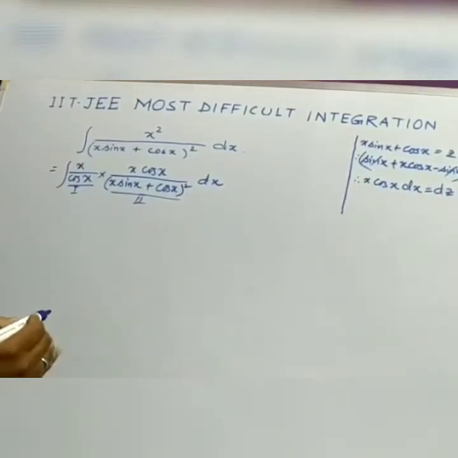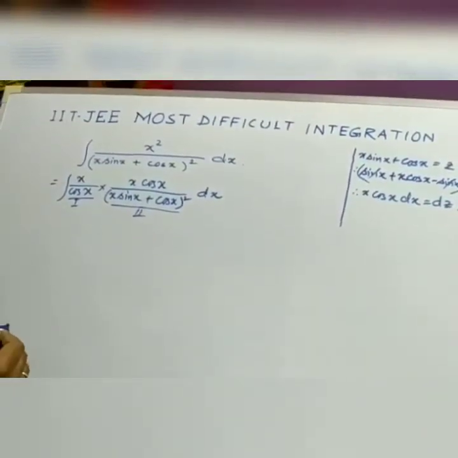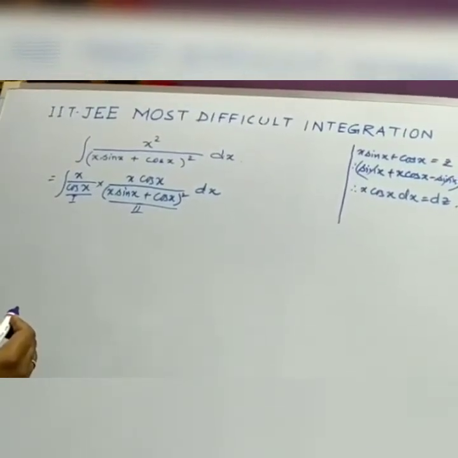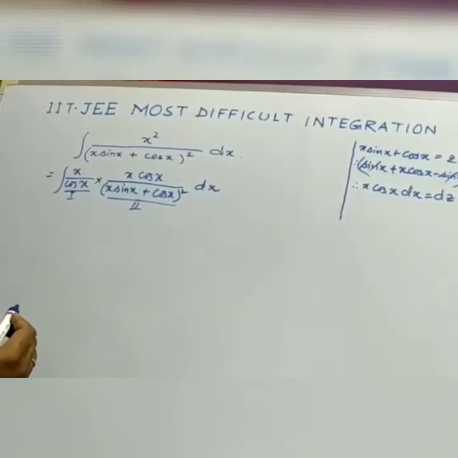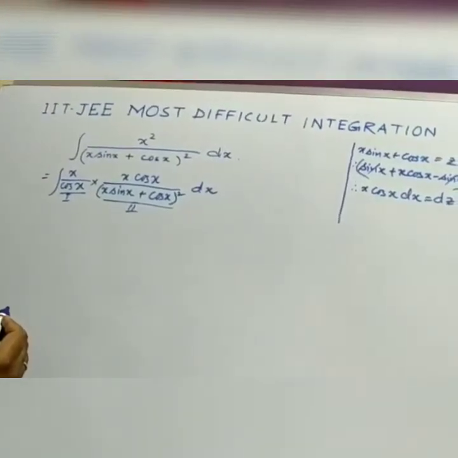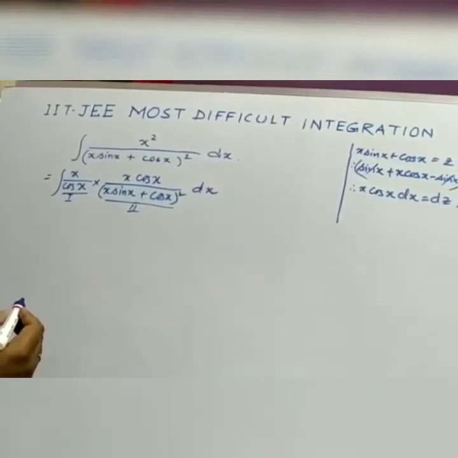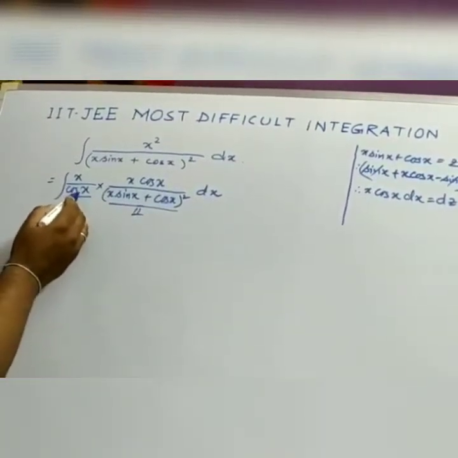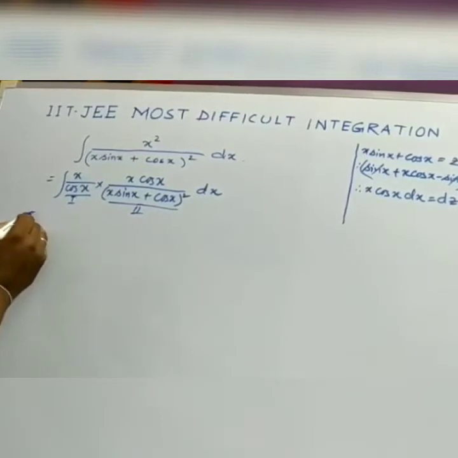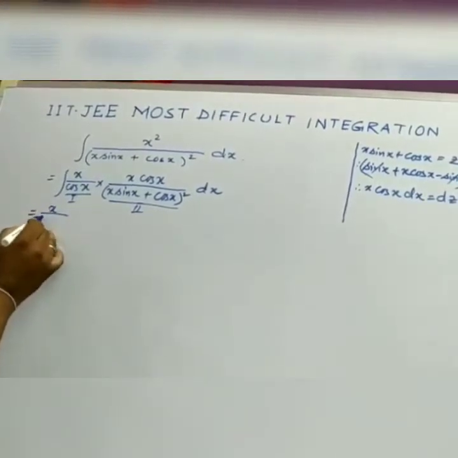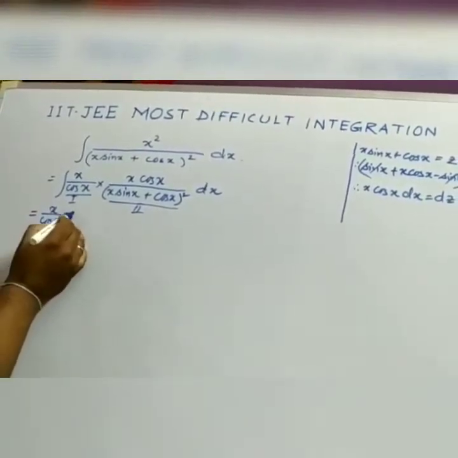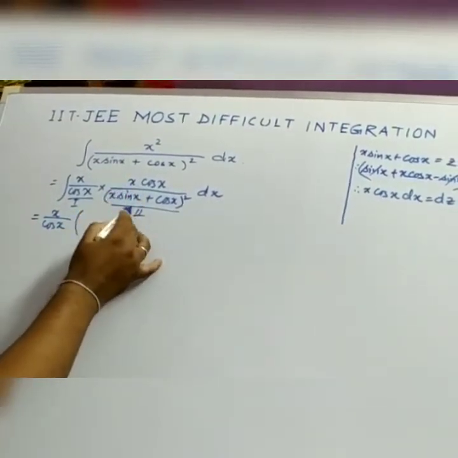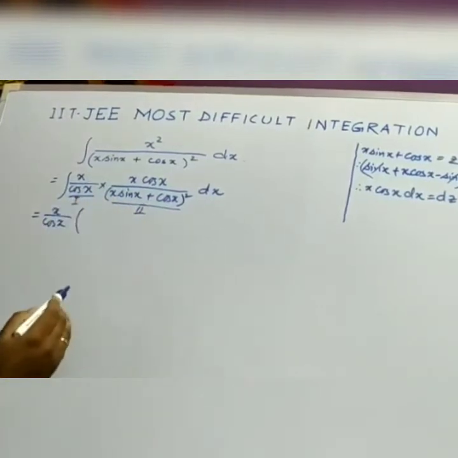Like the UV form, you know that integration by parts is the UV form, and the formula you know: u integration v dx minus integration of d/dx of u, then again integration of v dx, then whole dx. So that we will do. Here u is x by cos x, so it will remain there. So x by cos x, and after that the integration of the second function.